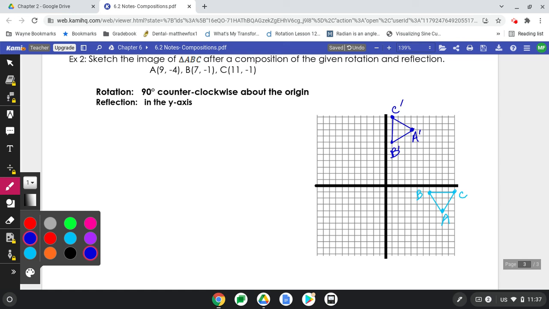And then the final thing we got to do, reflect over the y-axis. So they will end up right here. A double prime, C double prime, and B double prime.